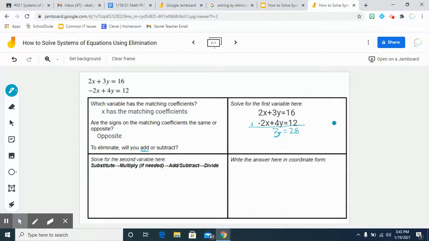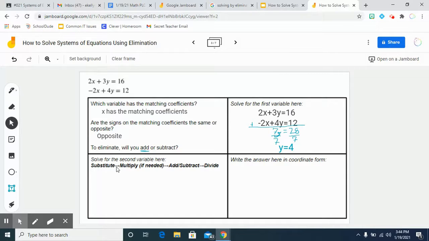Now we're left with a one-step equation. We have 7y equals 28, so I'm going to divide both sides by 7. And finally, I'm going to write in blue, 28 divided by 7 is 4, so y equals 4. We've officially done the first half of this problem.